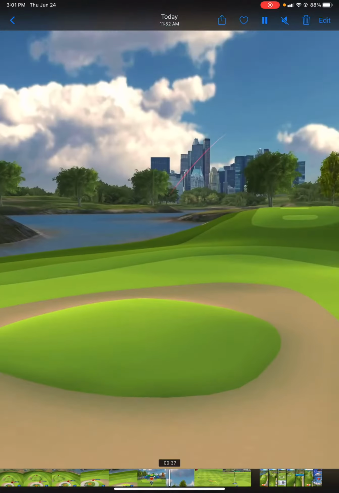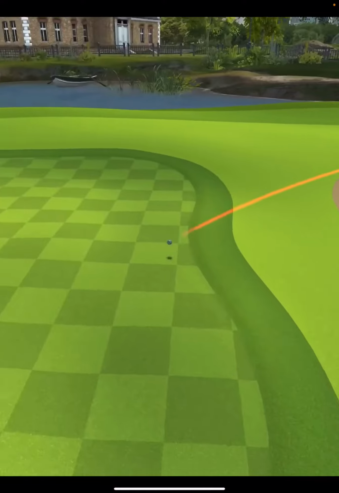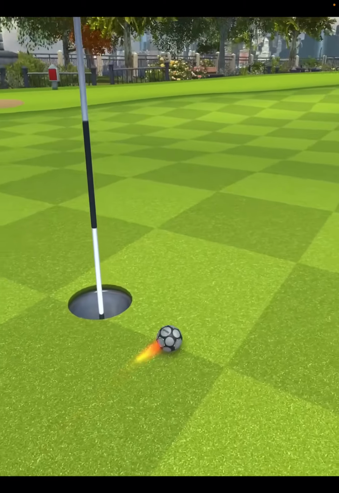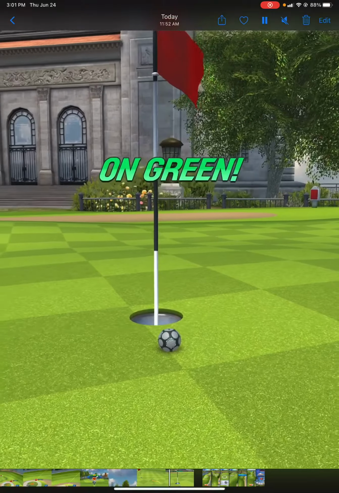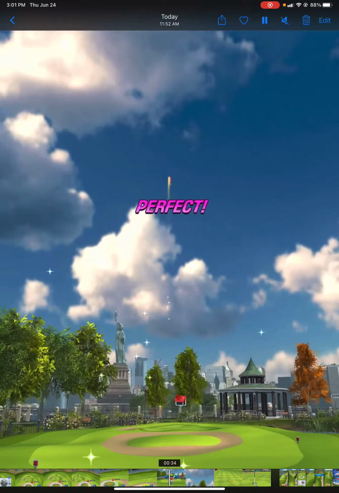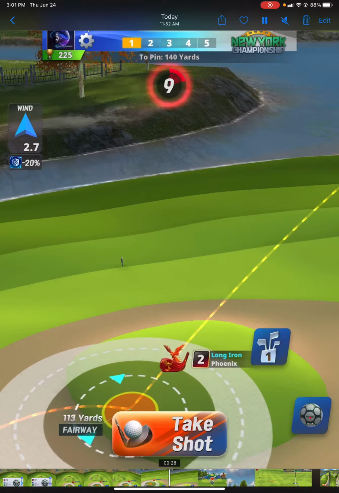Here I hit a perfect ball. Woo! And we get it ever so close. So what should you try to do? That's always the question when you're watching a walkthrough, right? Okay, I missed, but what should you try to do?